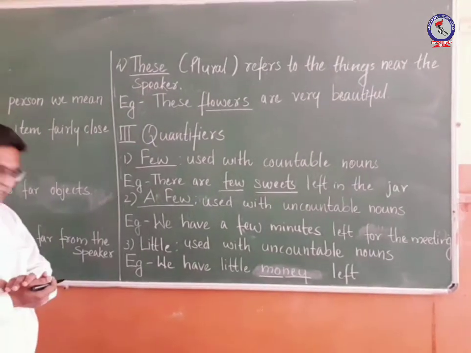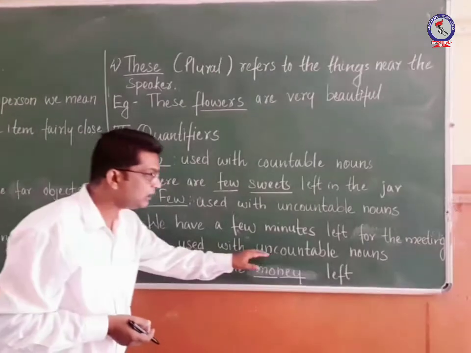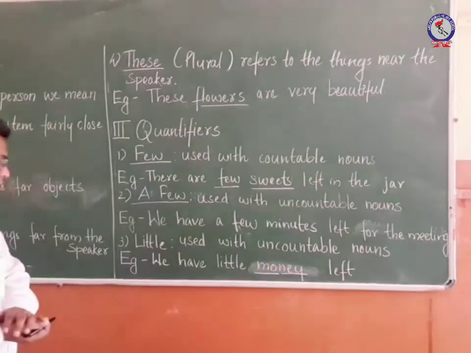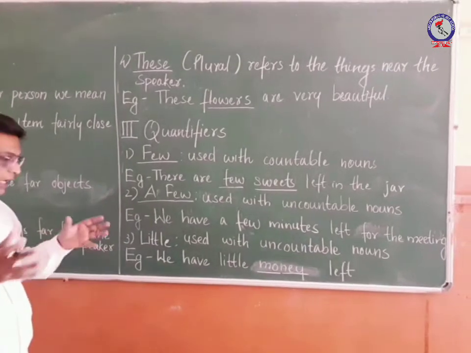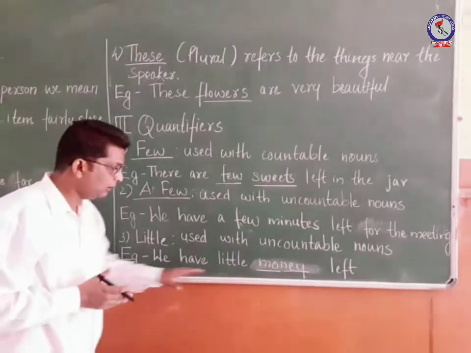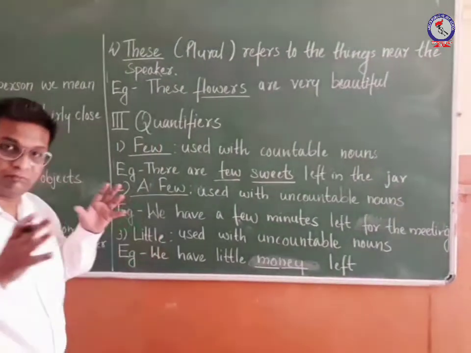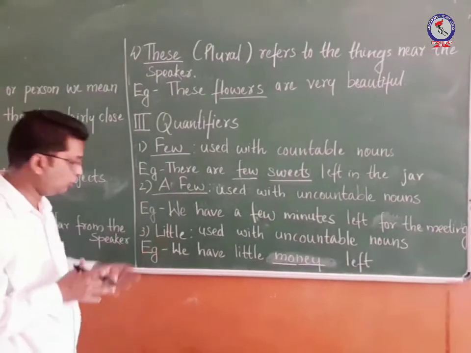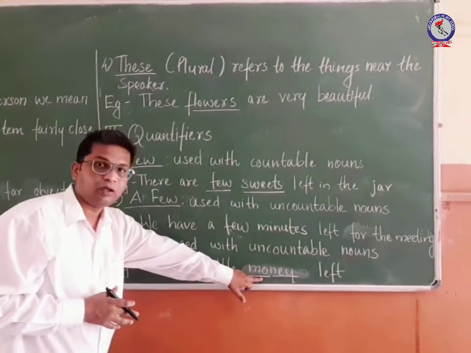Now see, little, when it is used with uncountable nouns. Little is used when we have uncountable noun ahead of us. Let us see the example. We have little money left. Now see here, money is uncountable. So we will use a little before money.